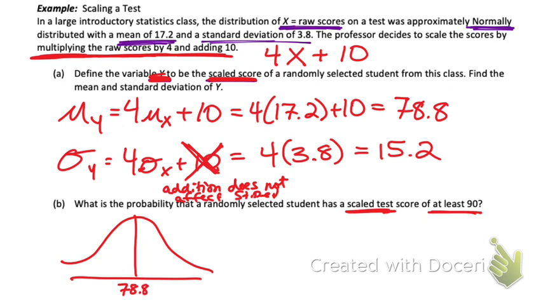Now, ladies and gentlemen, how do I write in probability notation what the question is asking? How do we write the probability that a randomly selected student has a scaled test score of at least 90 using probability notation? P of Y is greater than or equal to 90.